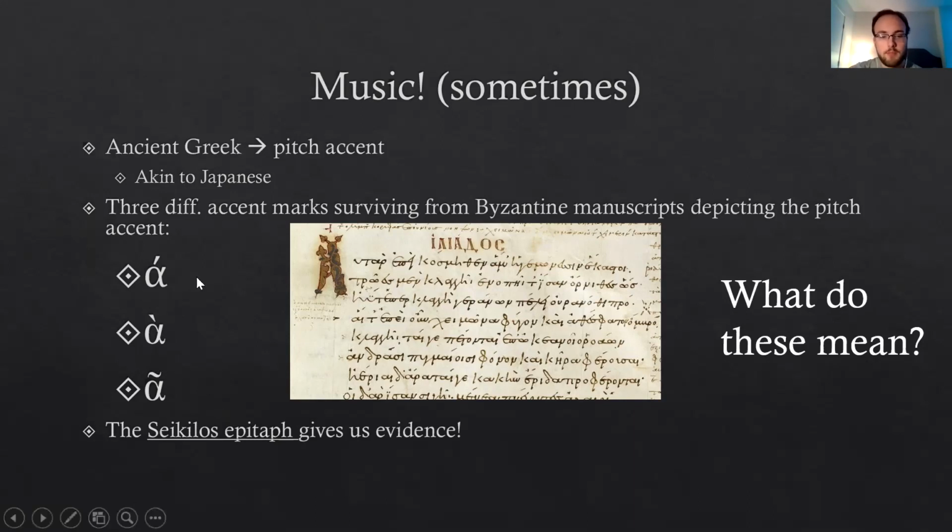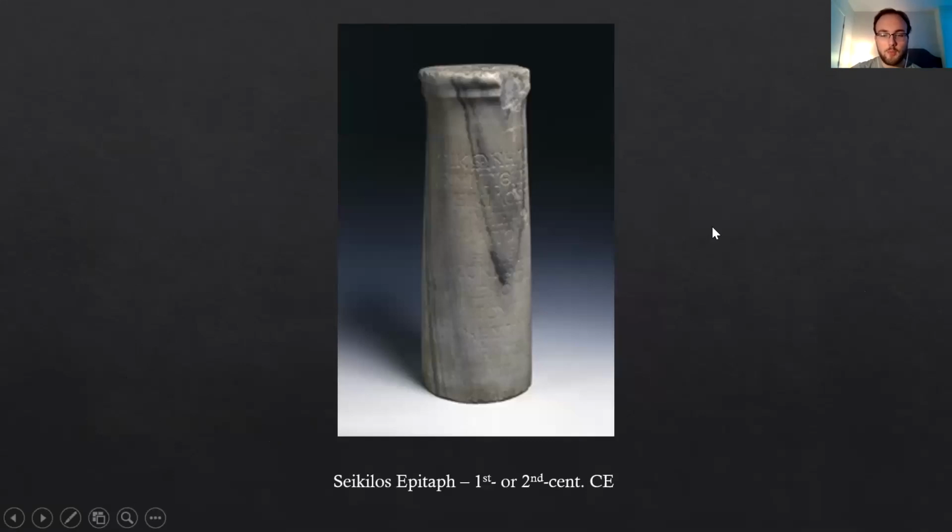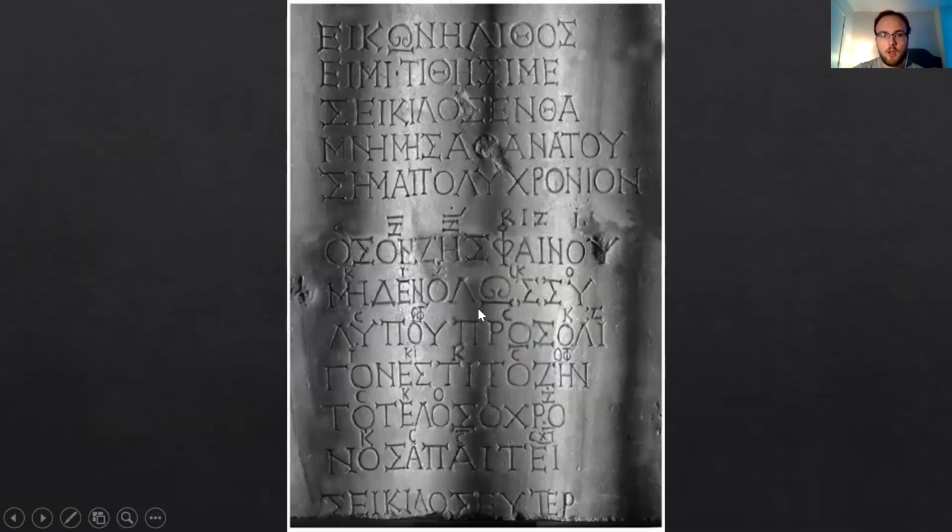So we'll be talking right now about the Seikilos epitaph, which is a very cool document. It's actually a marble pillar or statue right here, which dates to the 1st or 2nd century CE. There's an inscription on here. If you zoom in on this inscription, this first part right here is a pretty basic funerary text. We think this was used as a monument to some man's dead wife.